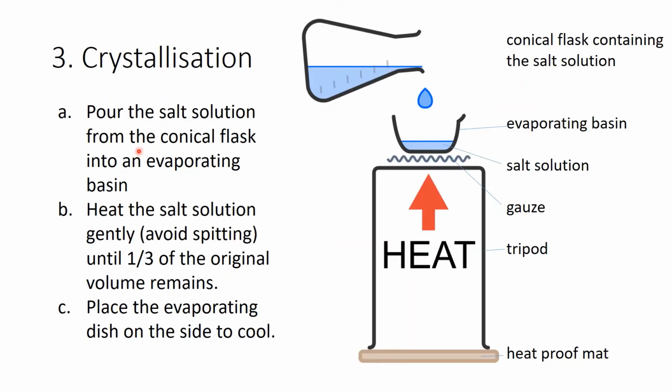The next stage is crystallization. That's where you take your salt solution, which you've separated from the base in the previous filtration step, and you pour that salt solution into an evaporating basin. You then heat that evaporating basin over a Bunsen gently, avoiding spitting, because the salt solution could spit, and that will mean that your yield will be lower, you'll lose mass. And you want to heat it until roughly a third of the original volume remains. You can then place this evaporating dish on the side to cool.